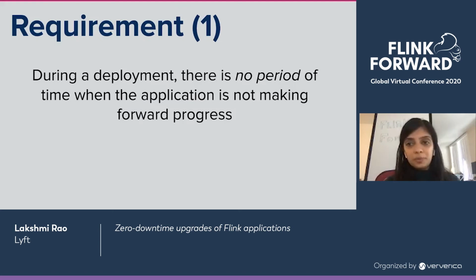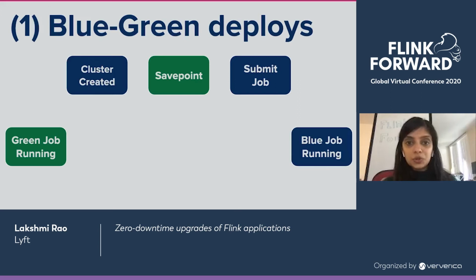One of the primary requirements for zero downtime upgrades, as is obvious from the name, is that there should be no period in time during the course of the deployment when an application is not making forward progress. So, what this means for our state machine that we just saw is that we can no longer have that point in time where there's no Flink job running. In order to satisfy this requirement, we introduce the concept of blue-green deploys.